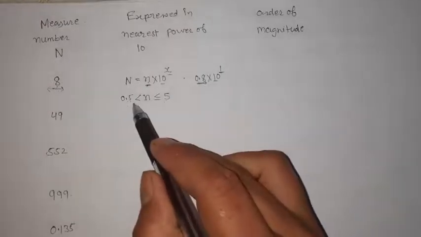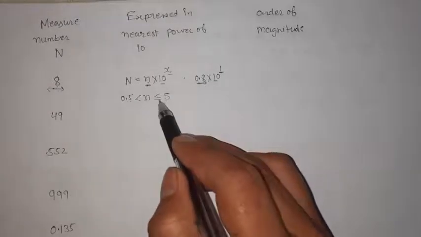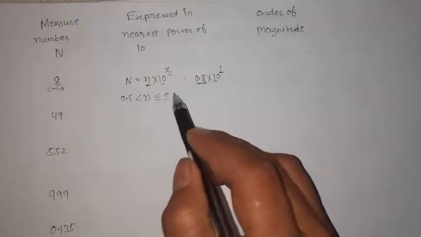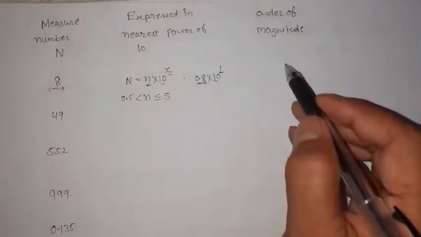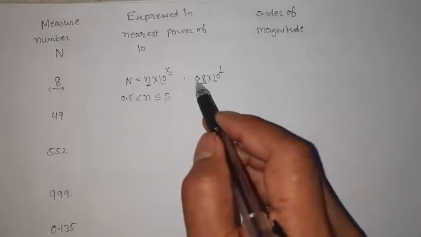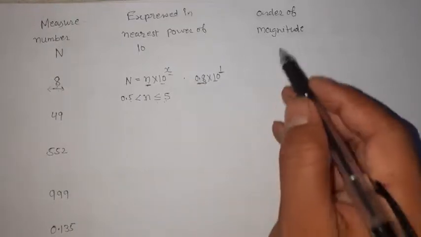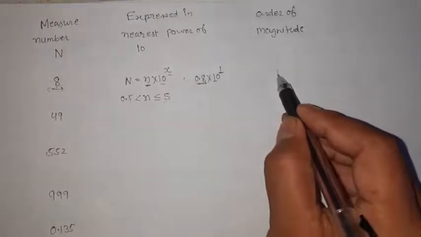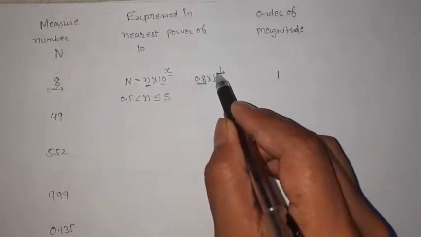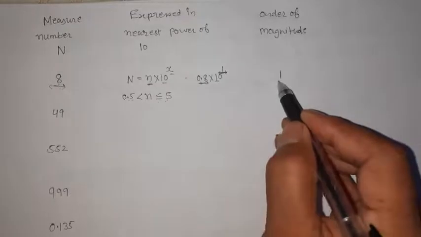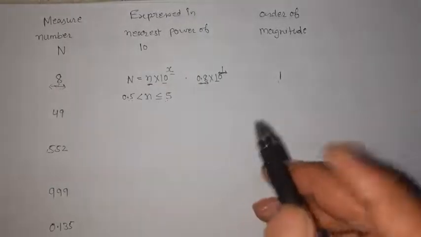0.8 is greater than 0.5 now. And the second thing, is this smaller than 5? So this is right. So it means, how much is the power of 10 which is nearest to this magnitude? So we are getting that this is 1. How much is the power? You have to look only at the power of this 10 now. So it is 1. So therefore order of magnitude is 1.